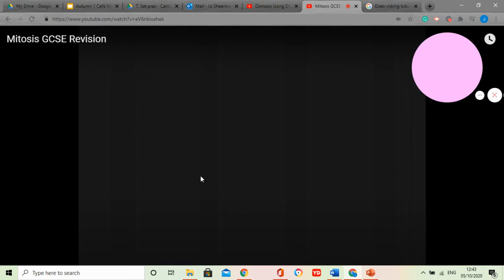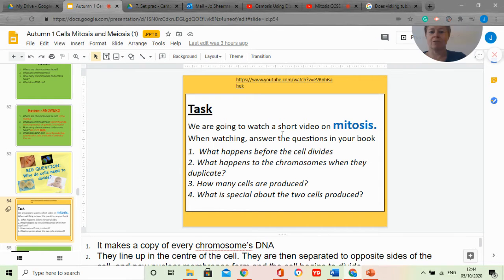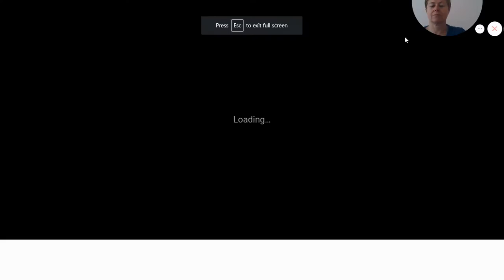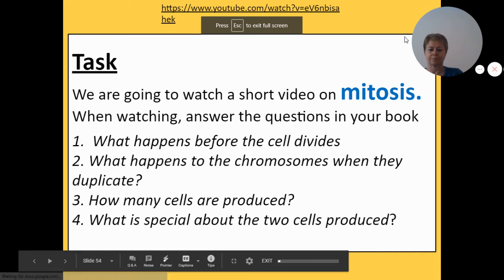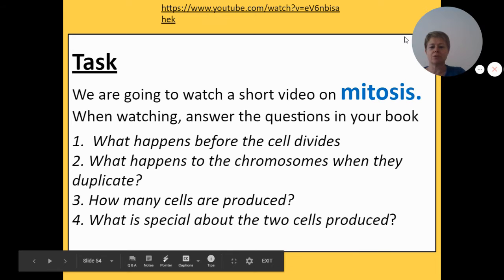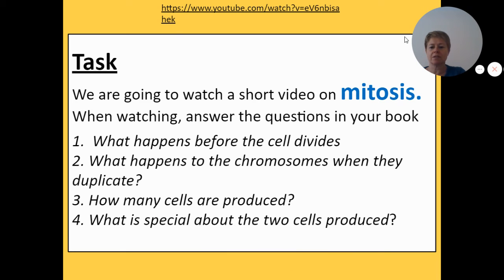Okay, I love seeing the microscope images of mitosis happening. I think it's just fascinating. Right, so our questions. So what happens before the cell divides? I've got the answers on the next slide.